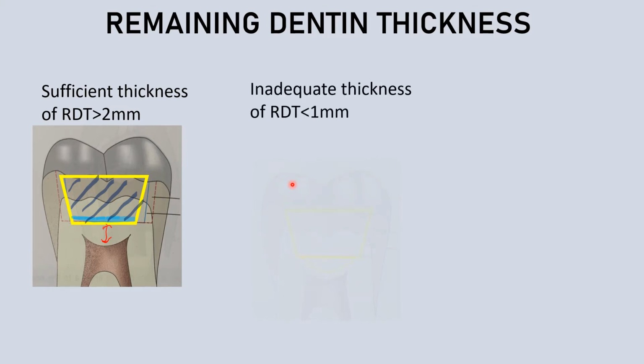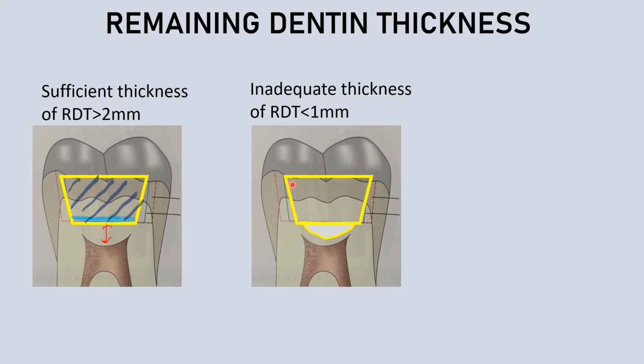Now, in the second situation, if you observe the cavity preparation, you will see that on excavation it has come very close to the pulp. Here you can observe that the remaining dentine thickness is less than 1 mm or say 1 mm. It is pretty less. In this kind of situation, there can be microscopic pulpal exposures which are not visible to the naked eye.